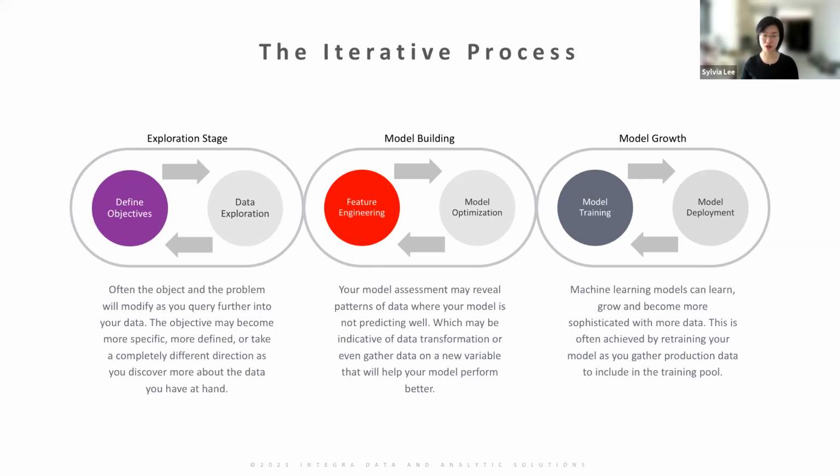So for the rest of the webinar, and from the last webinar, we have been focusing on this development stage. So we did feature engineering in part 1. So today we're going to focus on model optimization and the hyperparameter tuning process.